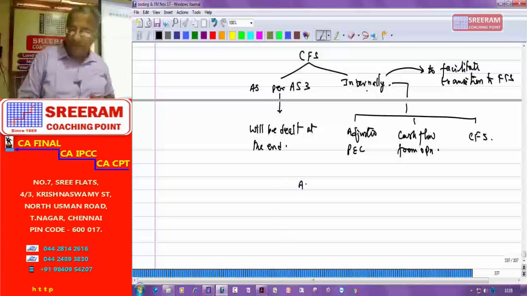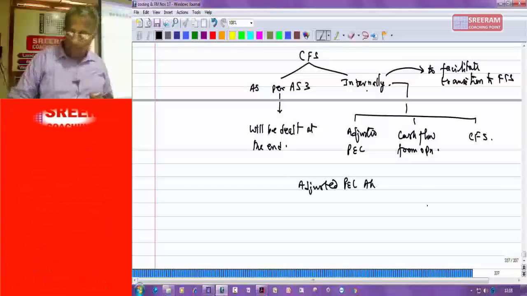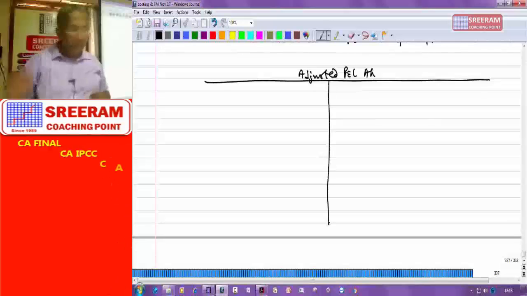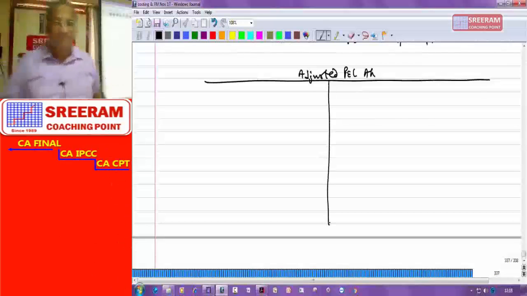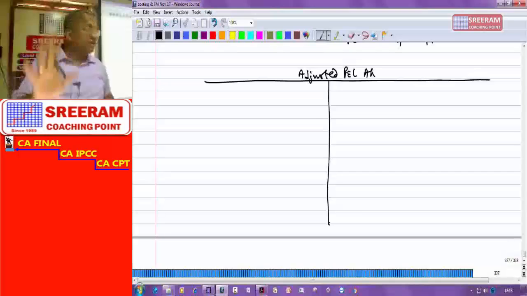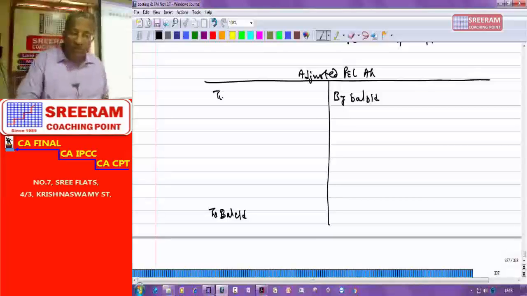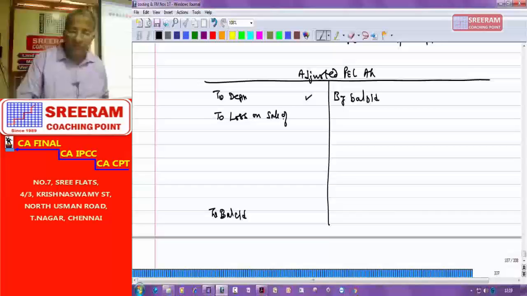Now, how will an adjusted profit and loss account look? Just like any other P&L. It is only illustrative, not exhaustive. By balance brought down. To balance carried down. To depreciation, to loss on sale of fixed assets, by dividend income.